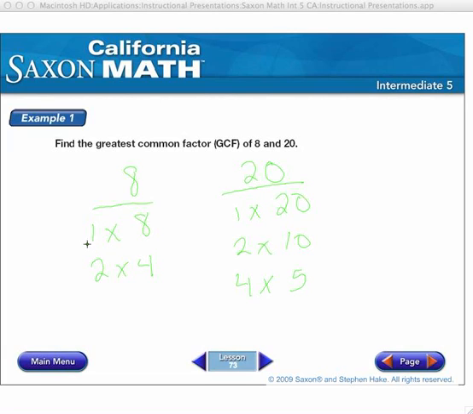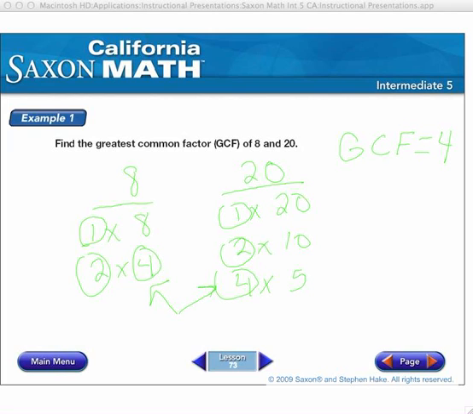So my common factors then are 1, 2, and 4. So those are my common factors. Since 4 is the largest of those factors, the GCF equals 4.